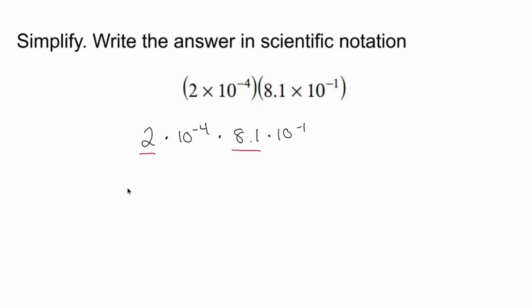Move the 2 and the 8.1 next to each other. So 2 times 8.1. More importantly, move the 10 to the negative 4 and the 10 to the negative 1 next to each other. So times 10 to the negative 4 times 10 to the negative 1. 2 times 8.1 is 16.2.